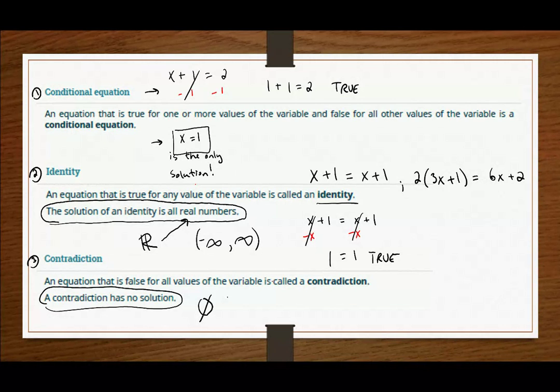So the solution set, the set of values that makes the statement true, is empty, right? So again, I'll give you an example of a contradiction equation. Let's see, if I have something like x is equal to x plus 1. Although that looks trivial to solve, this actually does not have a solution. There's no value of x that will make the two sides equivalent to one another.